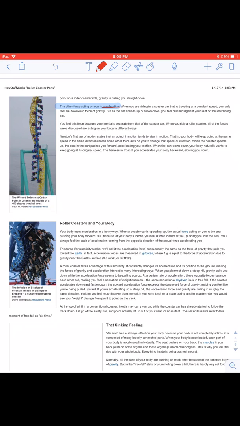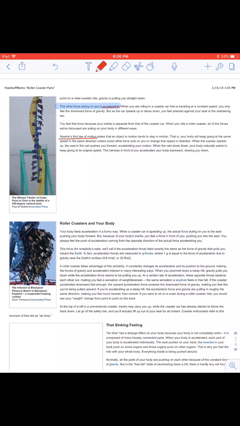When the coaster speeds up, the seat in the cart pushes you forward, accelerating your motion. When the cart slows down, your body naturally wants to keep going at its original speed. The harness in front of you accelerates your body backward, slowing you down. All right, there. This was talking about Newton's first law of motion, and that sounds pretty good.